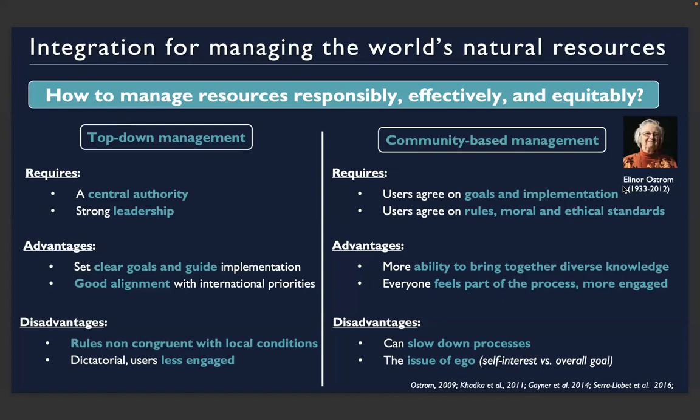Instead, you have community-based management, where you can think it's a little bit more complicated, but actually there are many examples in the world that are really working, where communities are able to organize themselves to manage a common resource. But it requires users to agree on goals and implementation, and to agree on rules, moral, and ethical standards. The advantage is that there is more ability to bring together diverse knowledge, and everyone feels part of the process, so is more engaged.